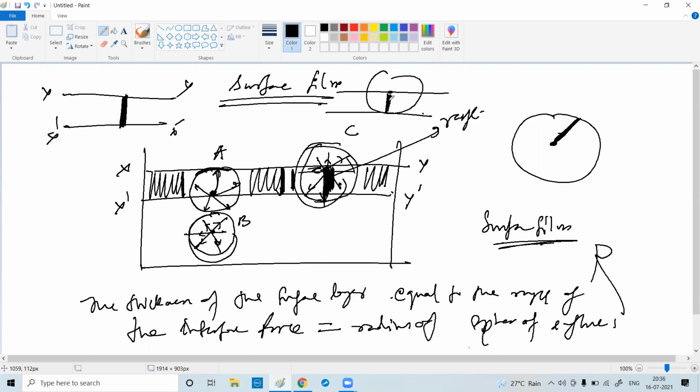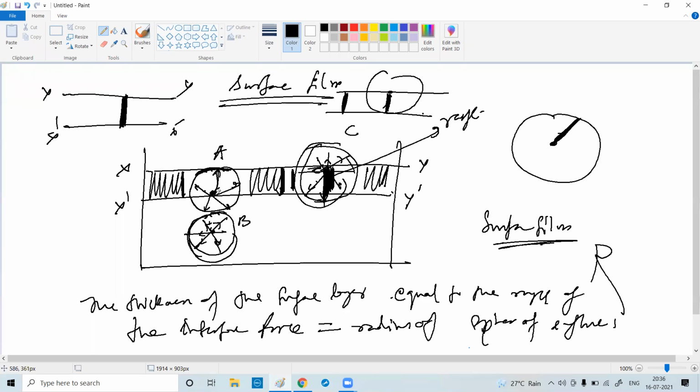This radius is same as the thickness. This is called the surface film. Is it clear? Yes or no? So if you say there are three spheres, this sphere, this sphere, and this sphere, can I say these three different spheres will have different intermolecular force?